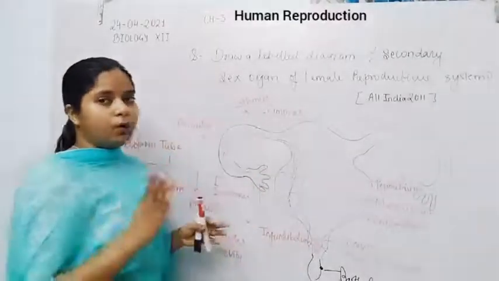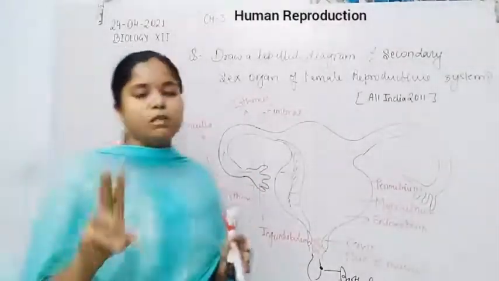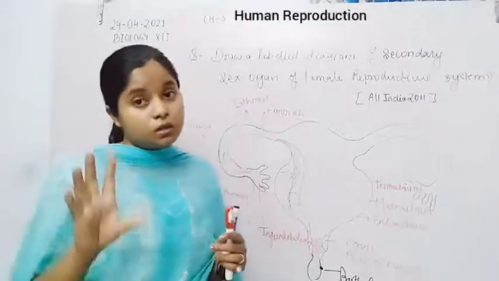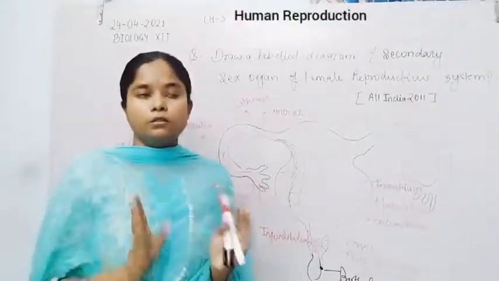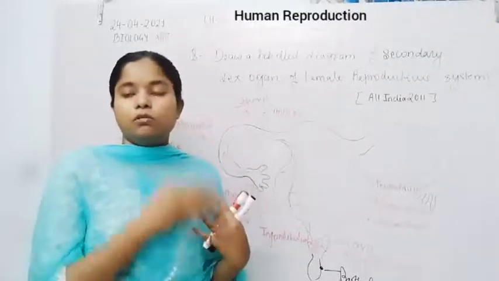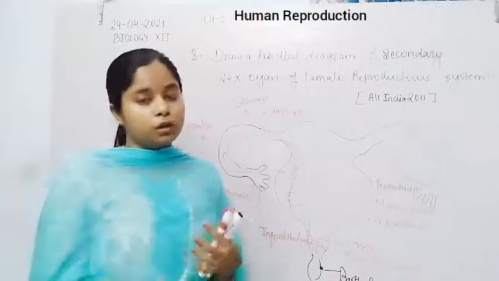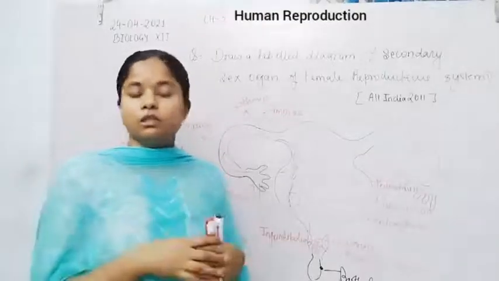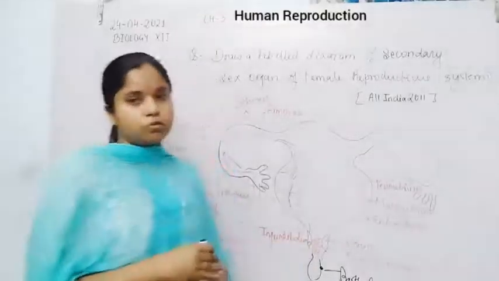Now if we talk about the primary sex organ, the primary sex organ is always the ovary. So if the question is asking about the primary sex organ of the female, then we draw only the ovary. Now come to the next question.